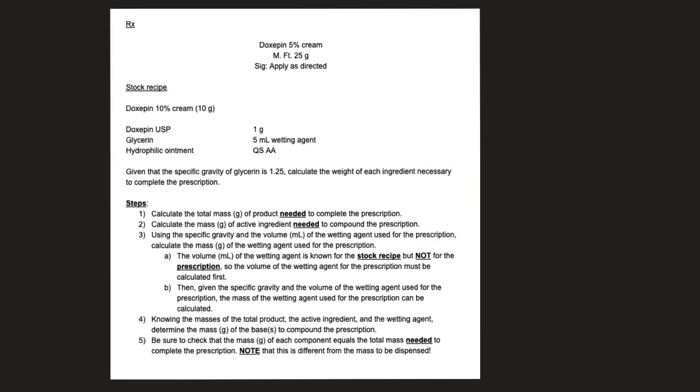Next prescription calls for Doxepin 5% cream. It's used for pruritus or itching. We're gonna make 25 grams. Stock recipe calls for Doxepin 10% cream, making 10 grams, using Doxepin 1 gram powder, glycerin 5 milliliter wetting agent in the stock recipe, and hydrophilic ointment QS AD. Given that the specific gravity of glycerin is 1.25, calculate the weight of each ingredient necessary to complete the prescription.